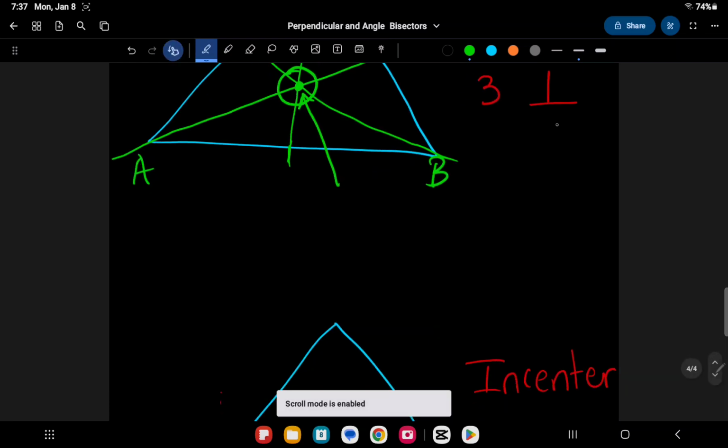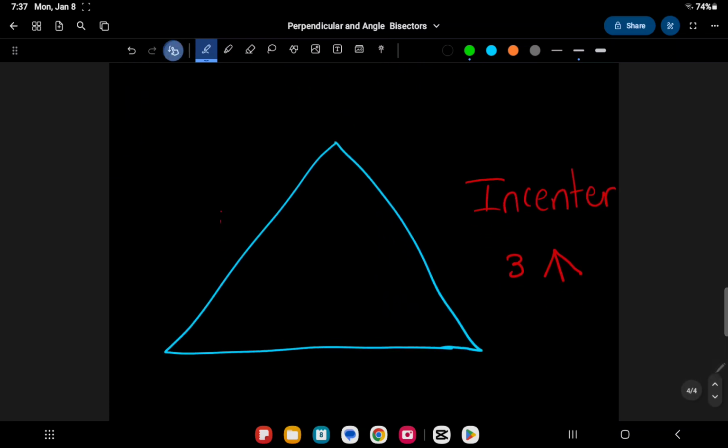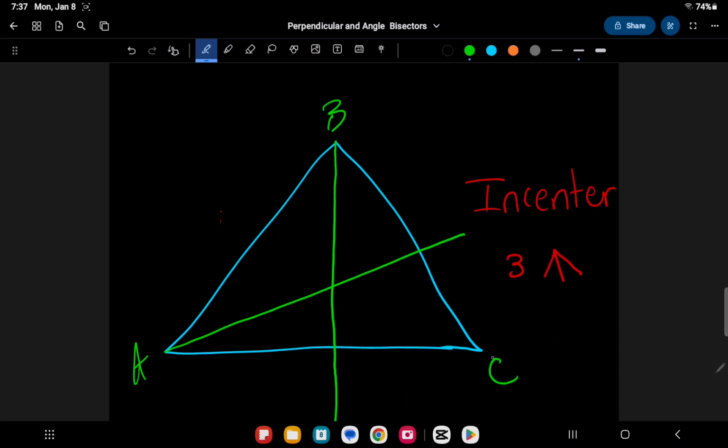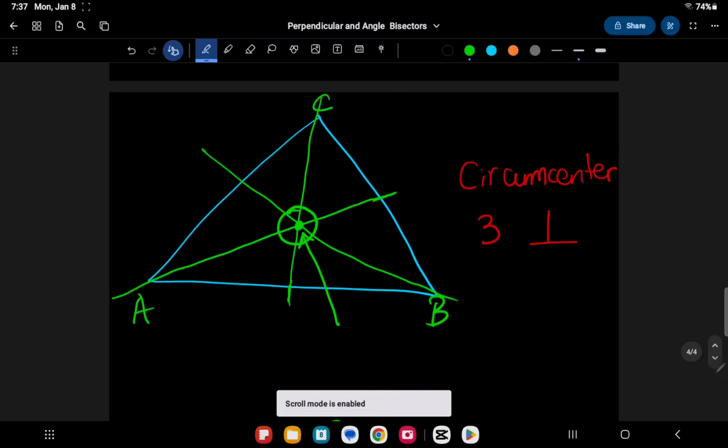Similarly, if you bisect the angles of a triangle, so again A, B, C, I bisect angle B. All right, so the two angles are the same. I bisect angle A and I bisect angle C, then I have this center which intersects. That's my incenter. Let me just go back to my circumcenter.